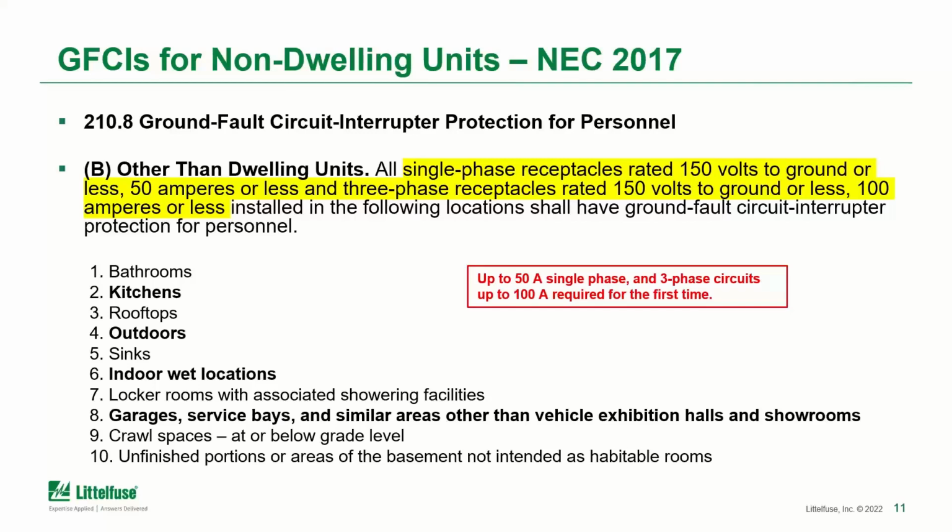So the 2017 NEC brought in a clause that expanded the requirement for GFCI protection to run up to 50 amps single phase and up to 100 amps for three-phase circuits. And I've put in bold a few of the areas there where there's more frequent use of plug-in cord equipment that hits these ranges. So kitchens, outdoor areas, garages, that's where we see some of this equipment.